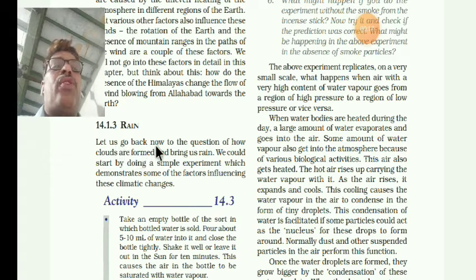Let us go back now to the question of how clouds are formed and bring us rain. You know that in the previous lessons or previous classes you learned how clouds are formed. So let us discuss the idea here. We could start by doing the simple experiment that is given.